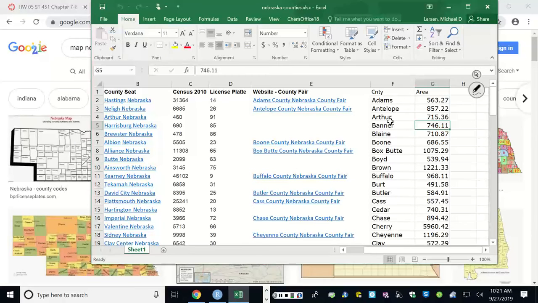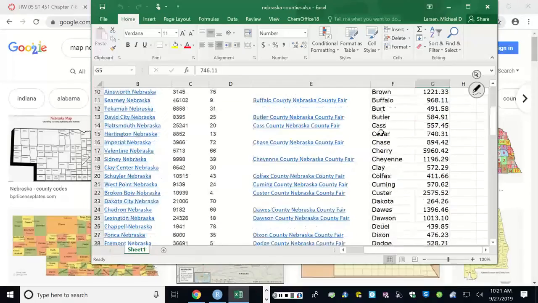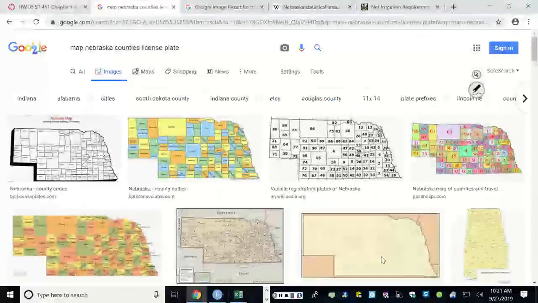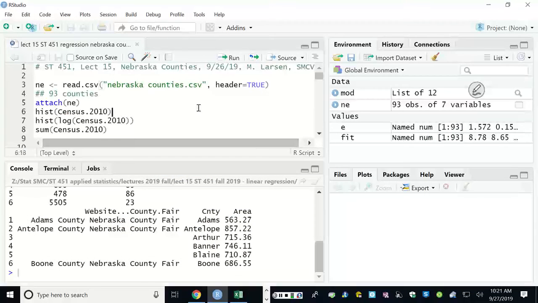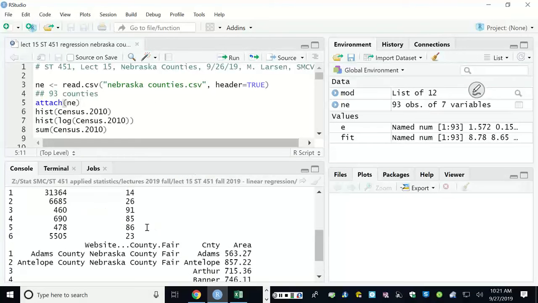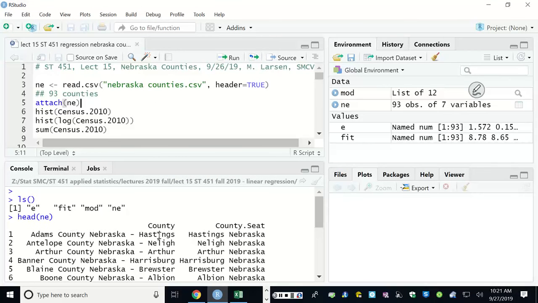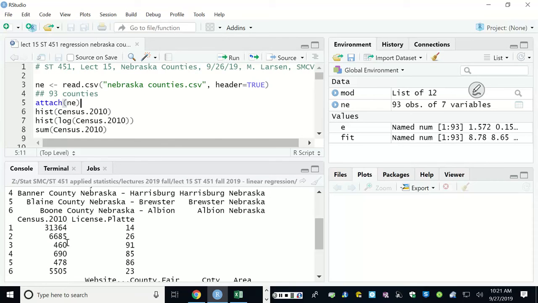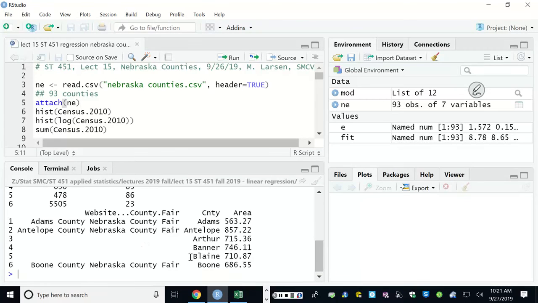When I initially grabbed these, they had a comma in there, like 1,075.29, so I had to change the numbers to match. But anyway, the counties map together there. So you can read that into R, and I did. And the first few rows show the county seat, then the census 2010, the license plate number, and a link to where they have a county fair.